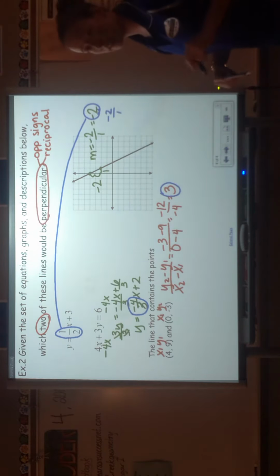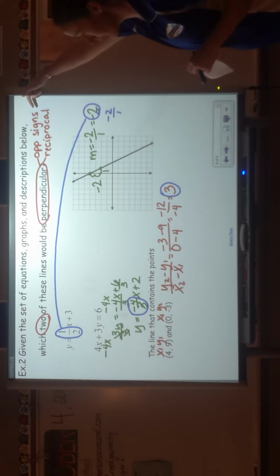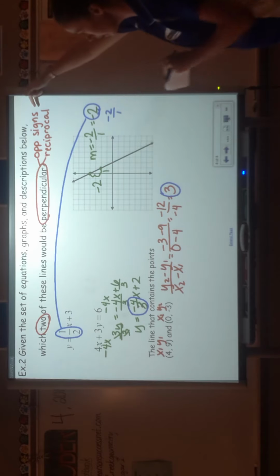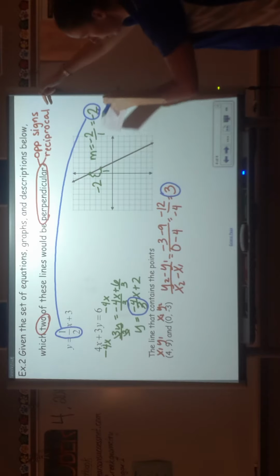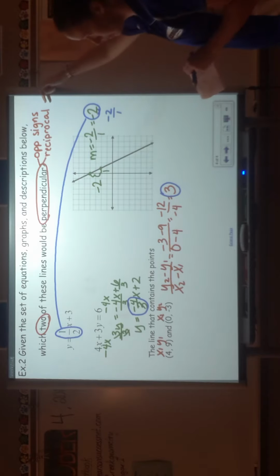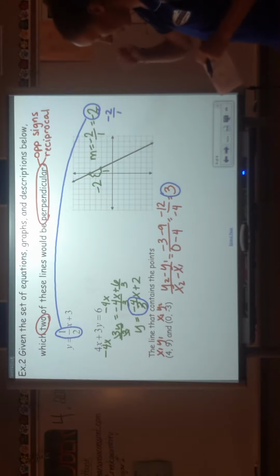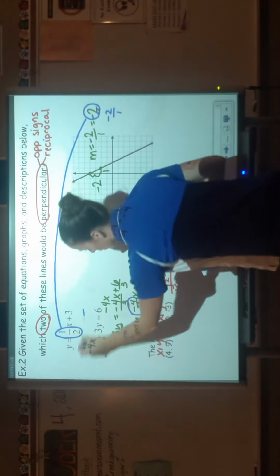that met both criteria, they were opposite signs. The 1/2 is positive, the 2 is negative. They are reciprocal fractions of each other. Positive 1/2, 2 over 1. Right? Those are the only two equations that are perpendicular.